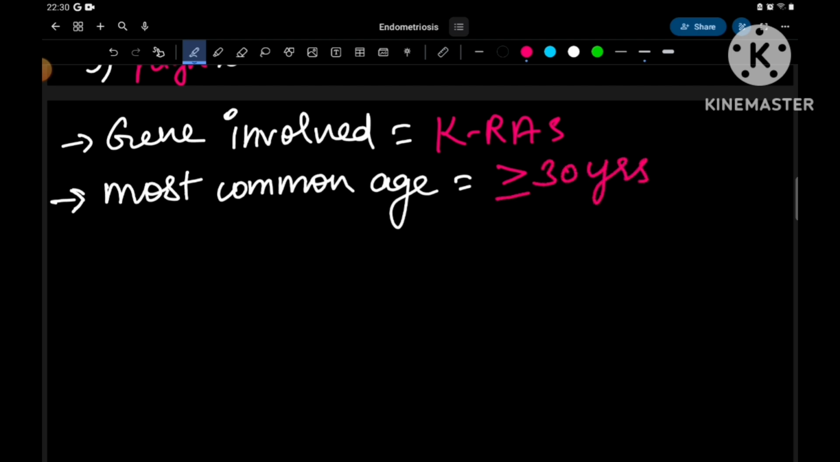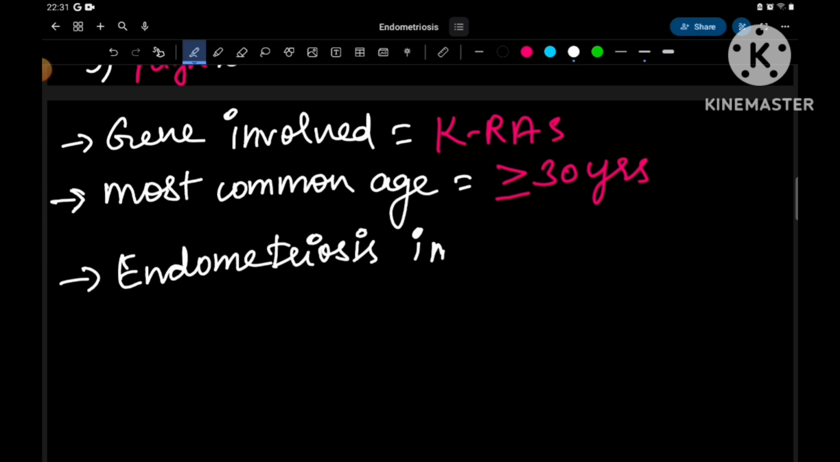Okay, next, endometriosis in puberty. When endometriosis is present in puberty, we have to also rule out one condition. Let's see what that is. Endometriosis is most common at age 30 and above, but if it is present in puberty, we have to rule out another condition.